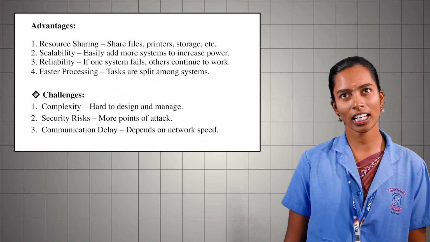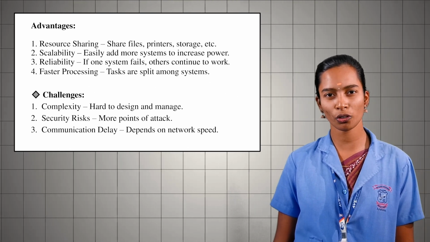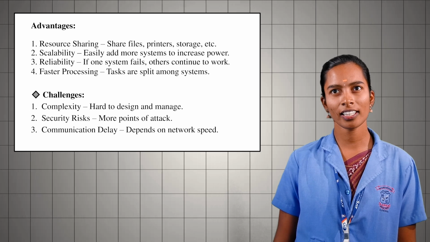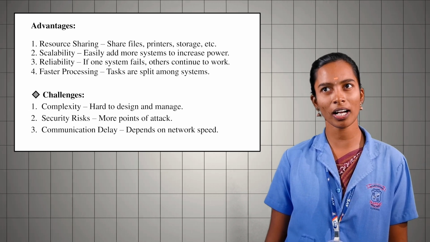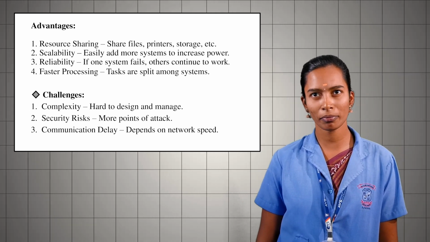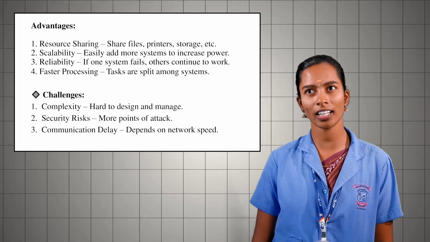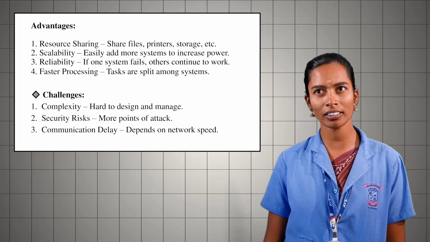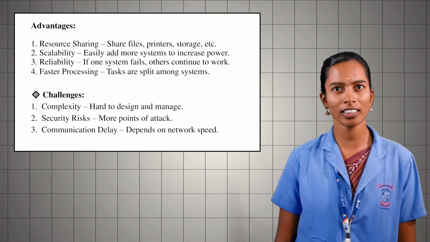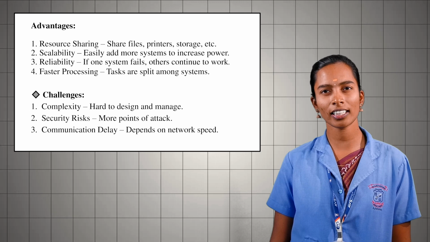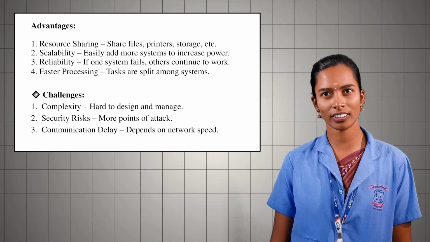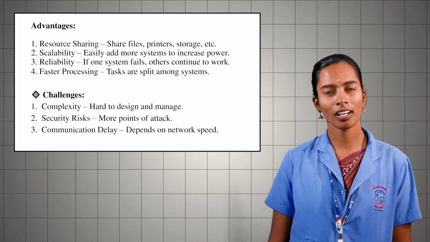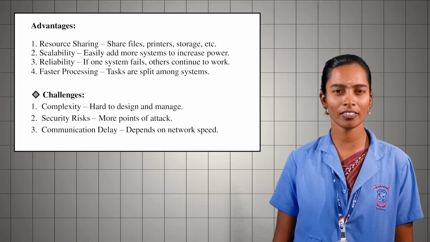Advantages: resource sharing, such as file sharing, printing, storage, etc. Scalability: easily add more systems and increase power. Reliability: if one system fails, others continue to work. Faster processing: tasks are split among systems. Challenges: complexity, as the hardware is hard to design and manage. Security risk: more points of attack. Communication delay: depends on the network speed.